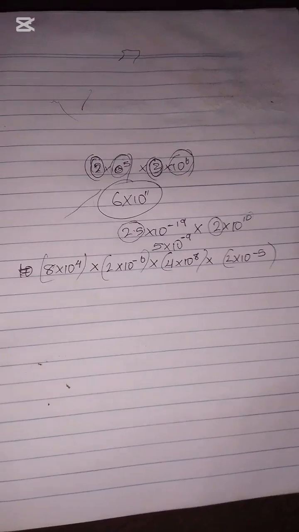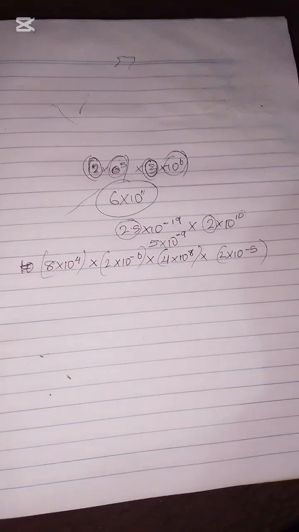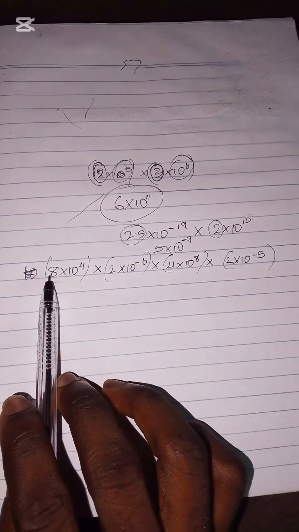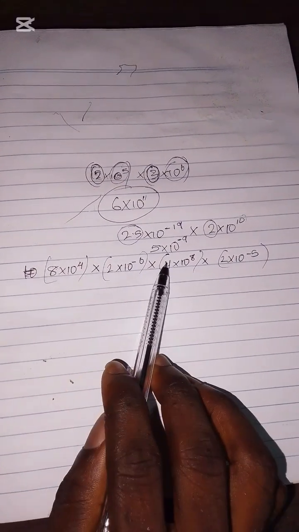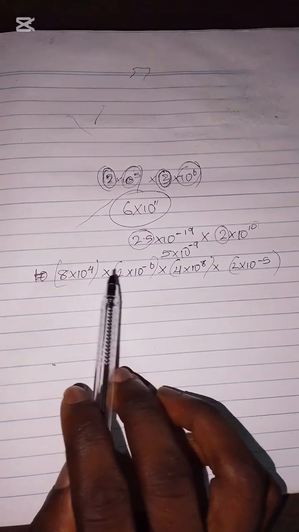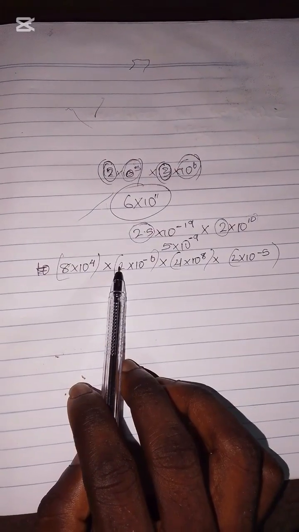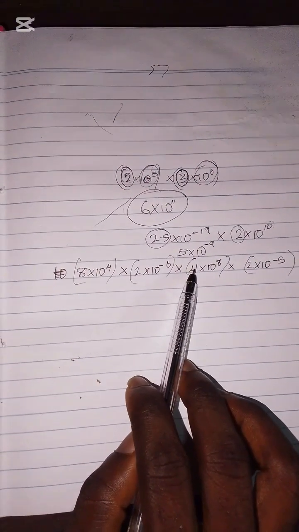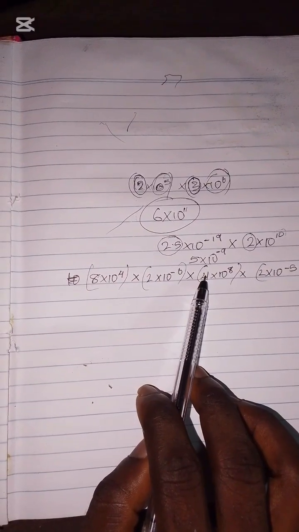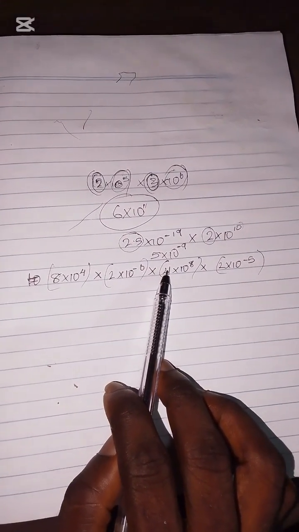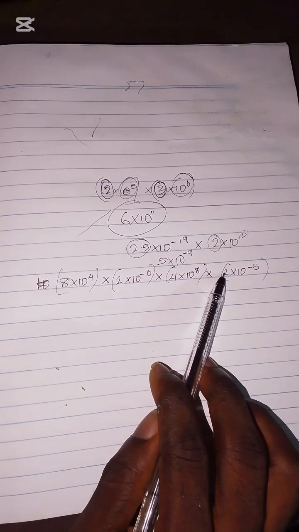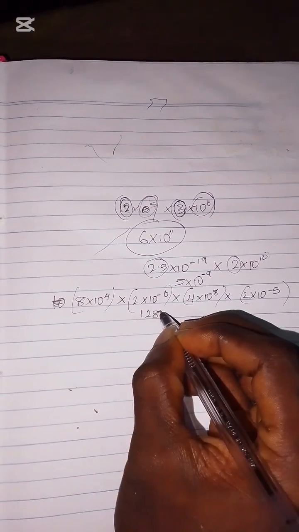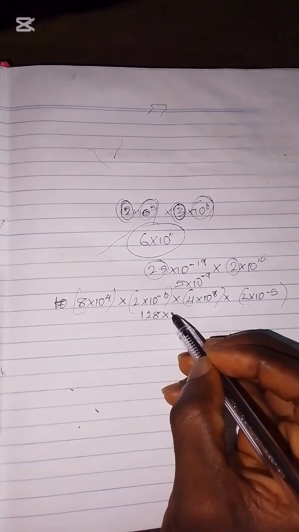So what are we going to do at this point? We're still going to multiply all their bases and add all their powers. We'll start by multiplying this with this and this with this. So 8 times 2 will give me 16. Now 16 times 4 will give me 64. Now 64 times 2 will give me 128. So I'm going to write 128 times 10.